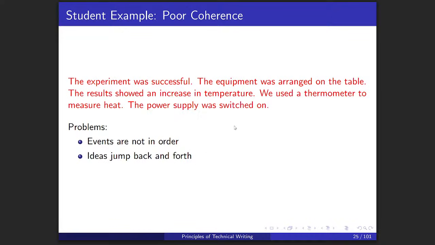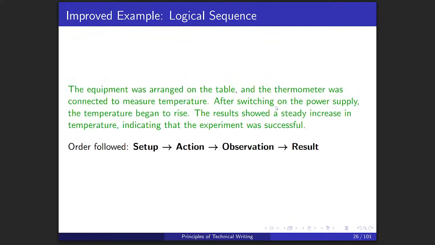You need to mention at the last, the equipment arranged on the table. You need to mention it at the first. So this is called poor coherence. Okay. So now, logical sequence, improved coherence.